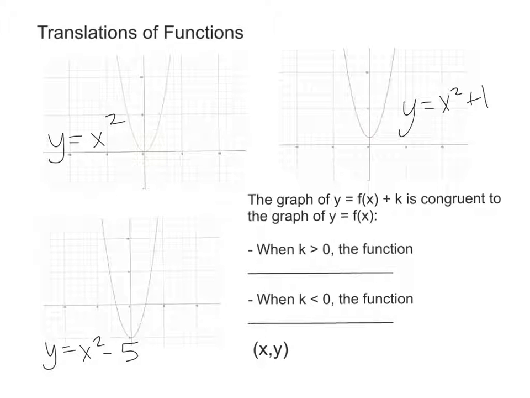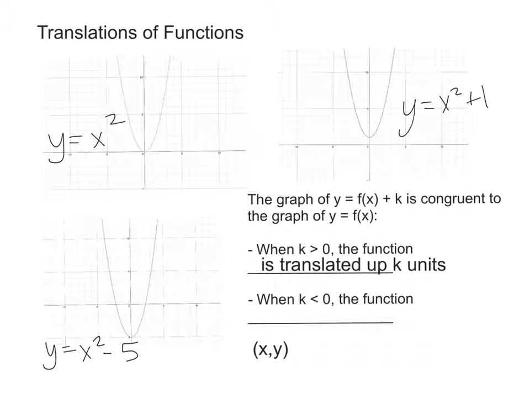The graph of y equals f of x plus k. If you take a function, like y equals x squared, or some other function, and you add a value k, that graph will be congruent to the original graph, the graph of f of x, which means all of these look like the same size and same shape. By adding a number, you're not going to change the size or shape of the graph. What is going to change is this. When k is greater than 0, the function is translated up k units. When k is less than 0, the function is translated down k units.